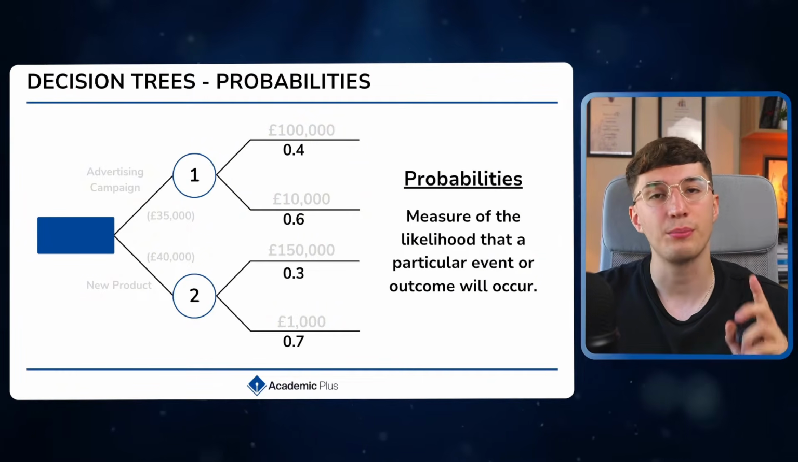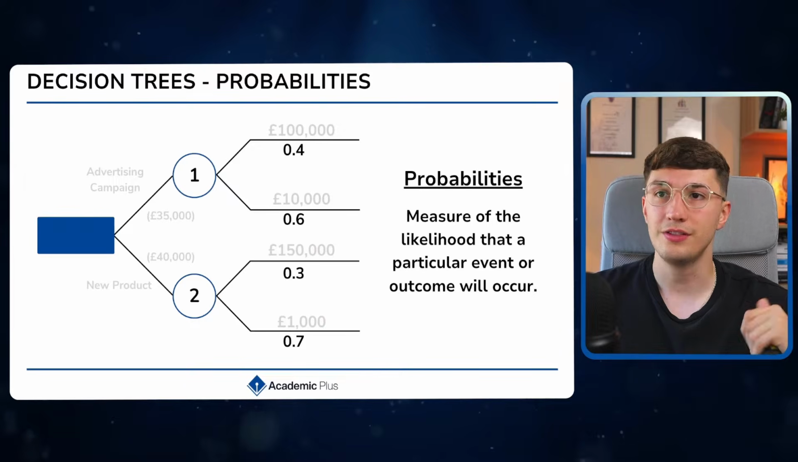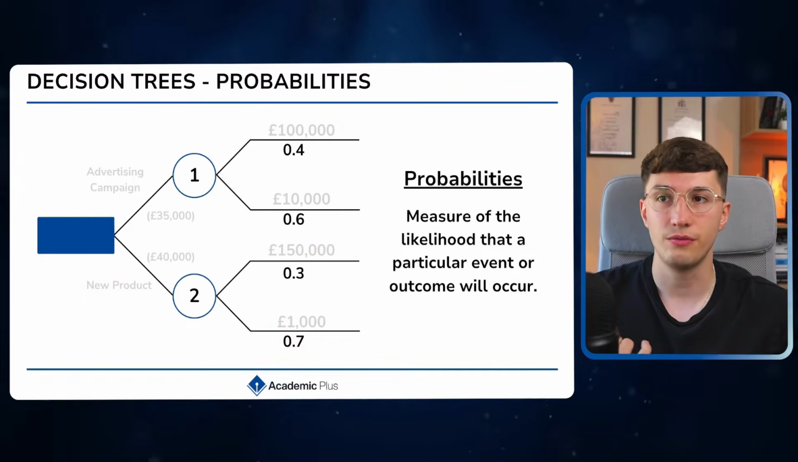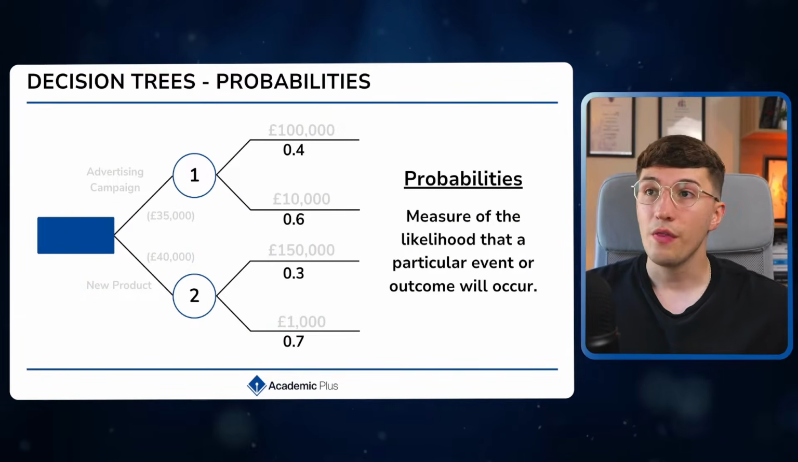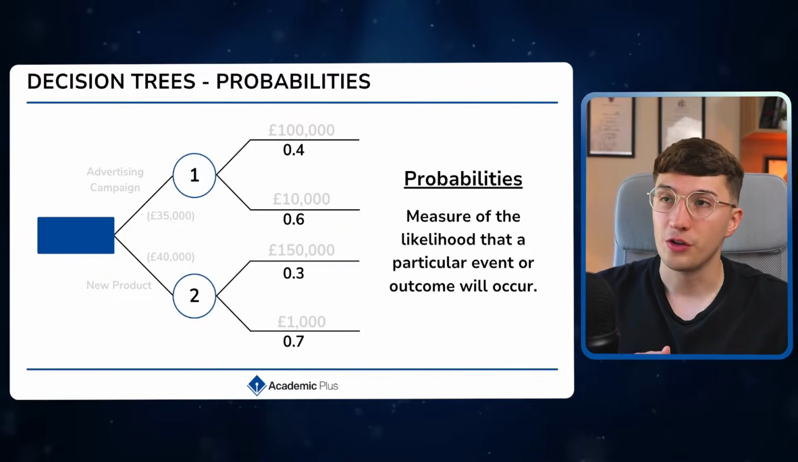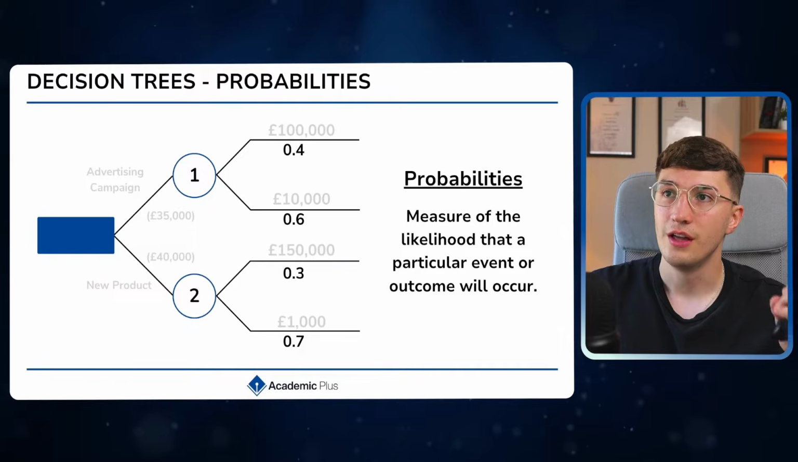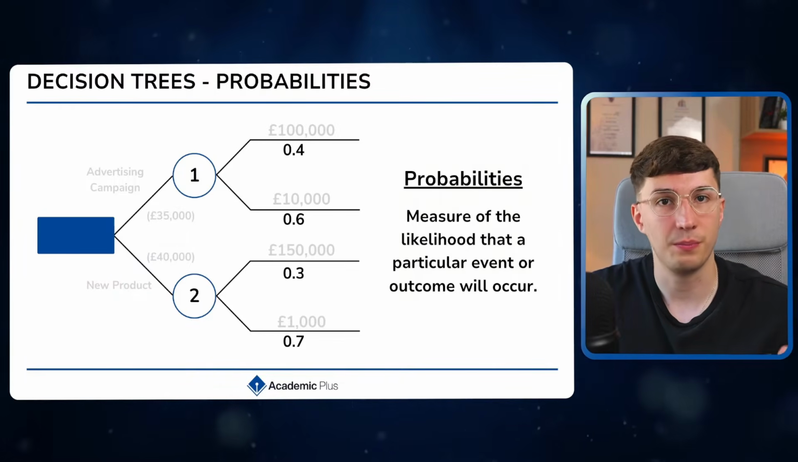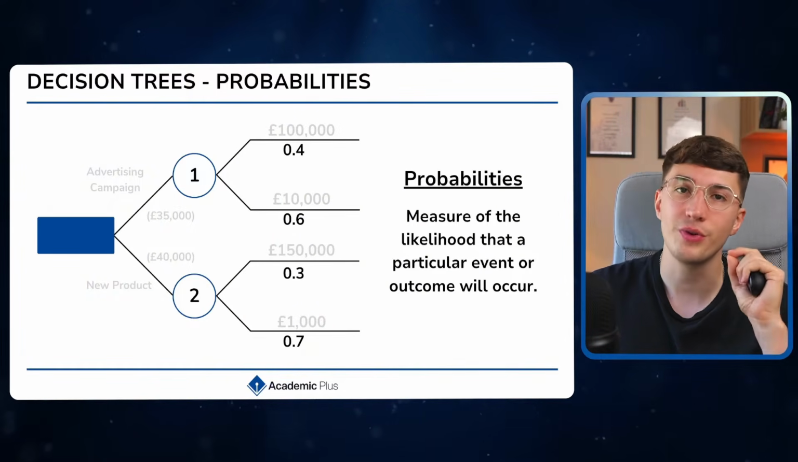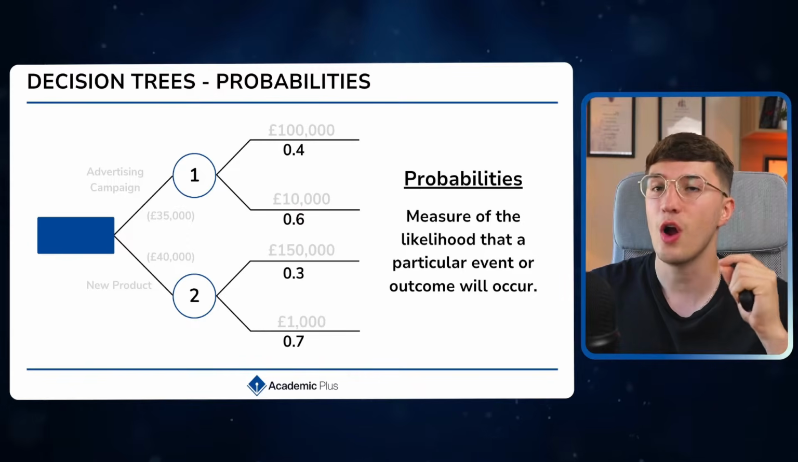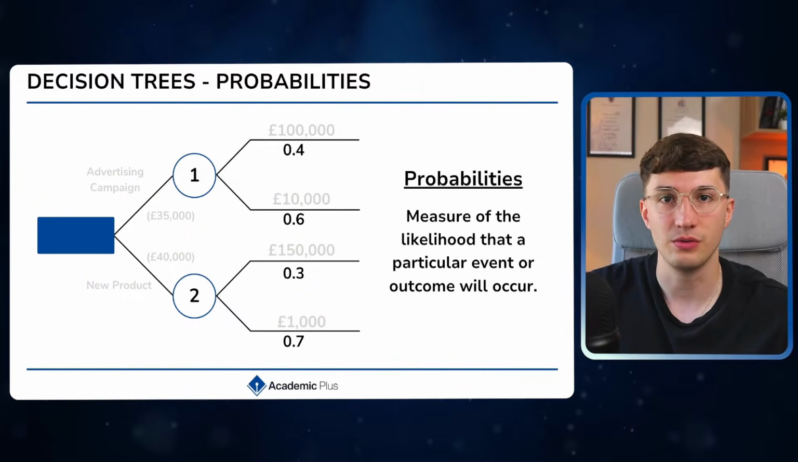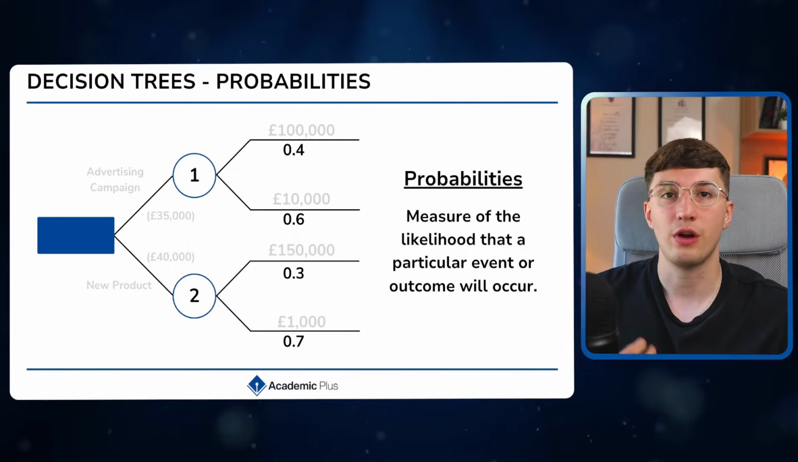And then we have our probabilities. This is the likelihood that a particular event or outcome will occur. What that means is that for an advertisement campaign, there is a 40% likelihood that we are going to make £100,000 from it. But there is also a 60% chance that we're only going to make £10,000. So that's what the probabilities represent.